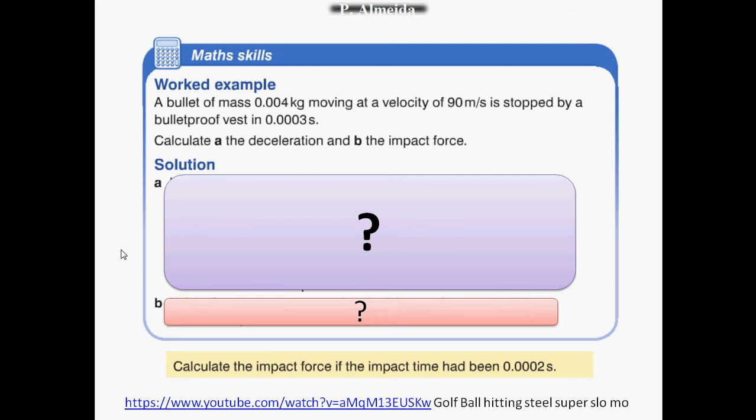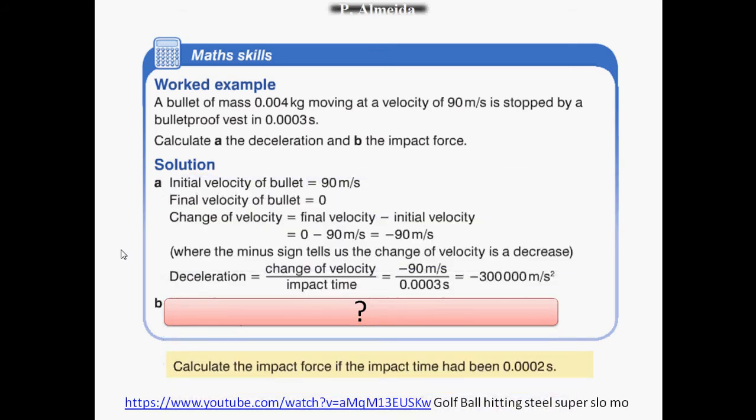So I have a change in speed from 90 to 0 in the time of 0.0003 seconds. So final velocity is 0 minus initial velocity, which is 90, so that's minus 90 meters per second divided by the time taken. And this gives me a deceleration of minus 300,000 meters per second squared. The minus sign shows that I have deceleration, okay? That my velocity was decreasing.